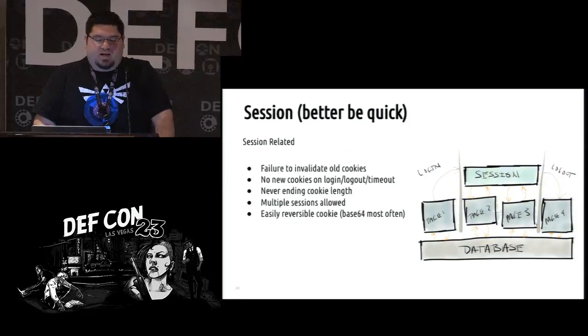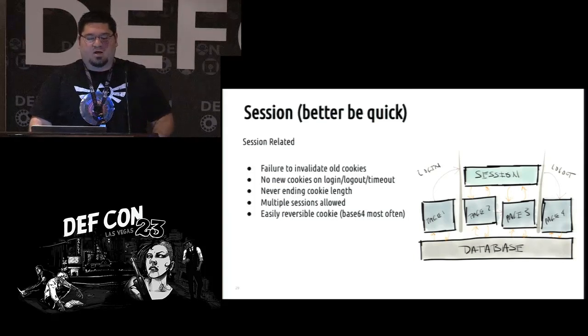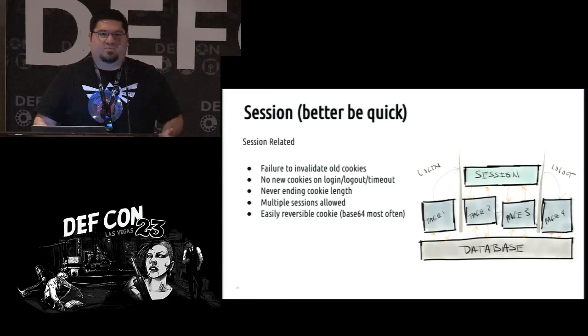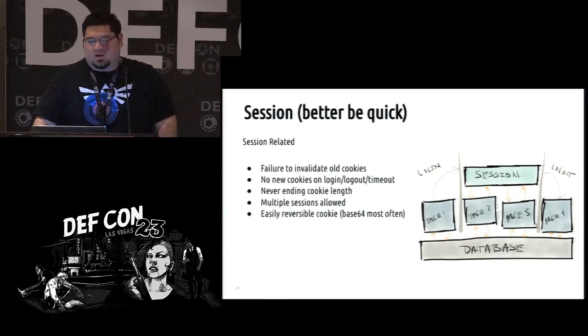So session, the same kind of things, right? Failure to invalidate old cookies, no new cookies on login, timeout, never-ending cookie length. These are all things you're going to be able to use later when you need to chain bugs, but a lot of times they're out of scope, or unappreciated, or duped, or something like that. But you should keep them in mind when you continue testing because they can be chained into bigger issues.